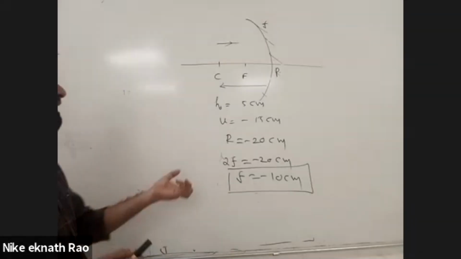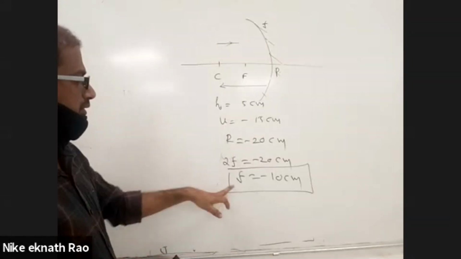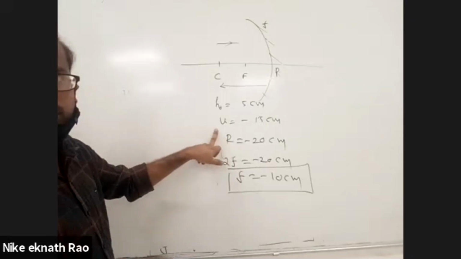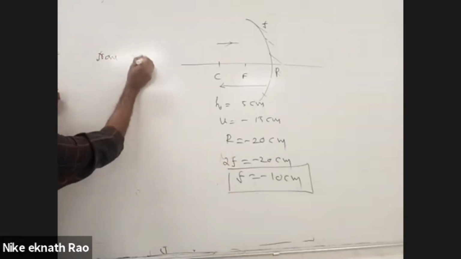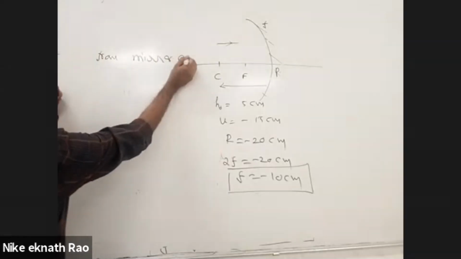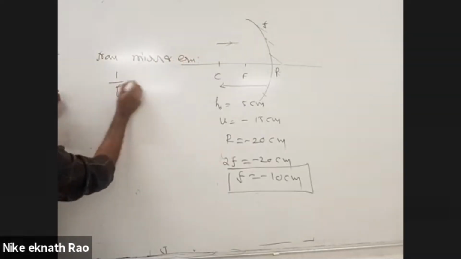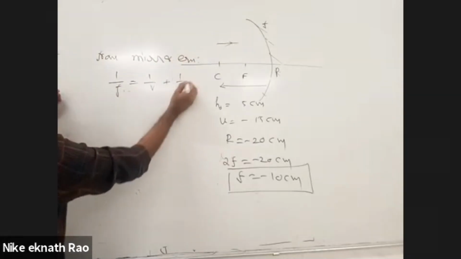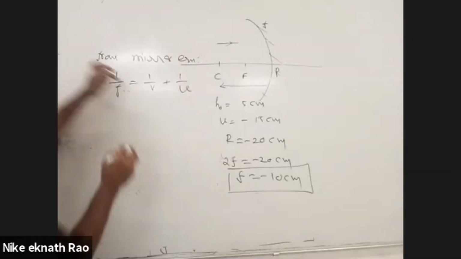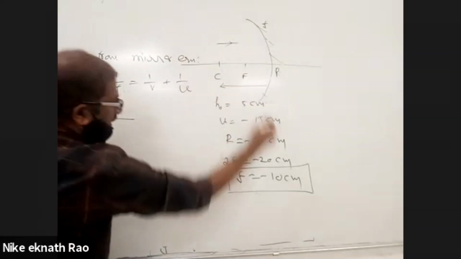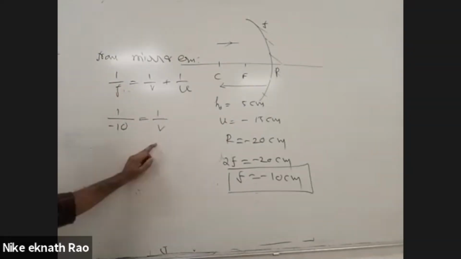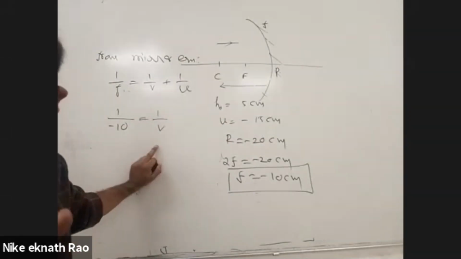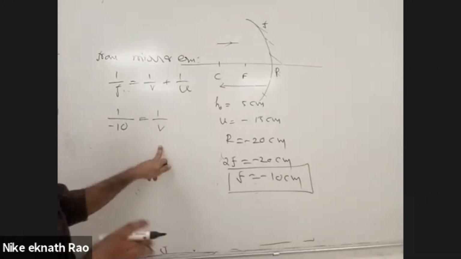Now, first we find where is the location of the image. Focal length is known to you, object is known to you. From mirror equation, what you can write? 1 by f is equal to 1 by v plus 1 by u, with sign convention. 1 by focal length for concave is negative, minus 10. You have to find out the image. See, in this formula, for whose value you want to find, don't substitute sign for that. We don't know where the image is formed. Only known values substitute here.